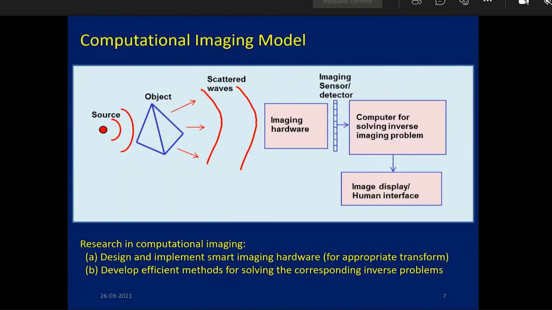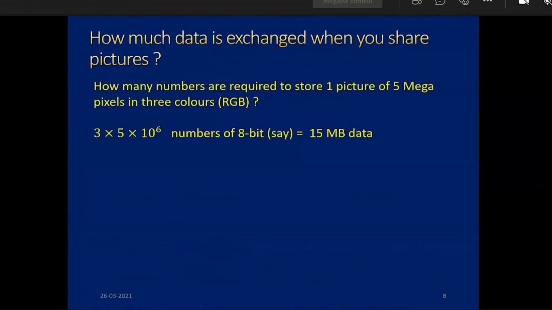So let us go back to your camera and pose a simple maths problem. Why does this model help us? We want to get down to some very basic ideas. So I'm going to ask you, how much data is exchanged when you share pictures? You must be taking pictures on mobile and sending them to somebody else.